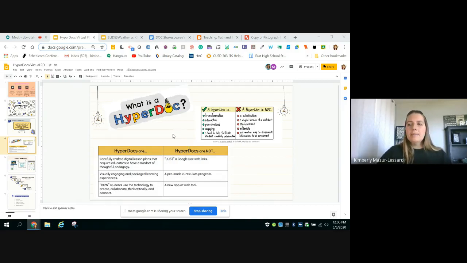Some things for us to keep in mind with HyperDocs is that they're a great mode for us to incorporate a ton of multimedia, which makes it very engaging for our students. You can also make your HyperDoc high-tech or low-tech, and that's dependent on the purpose of your HyperDoc and your objectives for the learning.